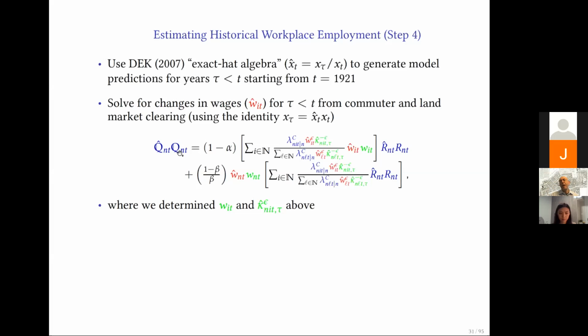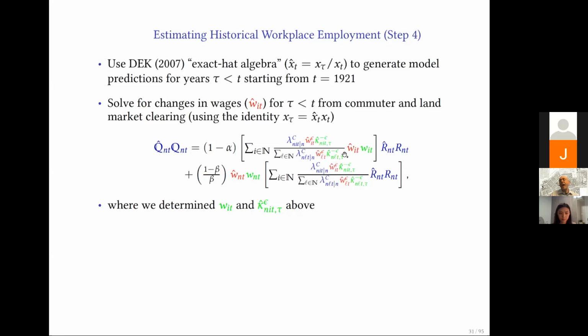If I take a variable in year t and I multiply it by the hat of that variable, I'm multiplying x_t by x_tau divided by x_t. The x_t's cancel and I get x_tau back. And so this is just an accounting identity. I'm just rewriting the equilibrium condition. On the left-hand side, I actually observe both the value in 1921 and the ratio going back to the 19th century. And so it's really just rewriting things in a more convenient form.